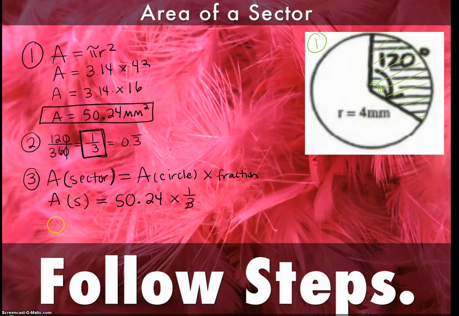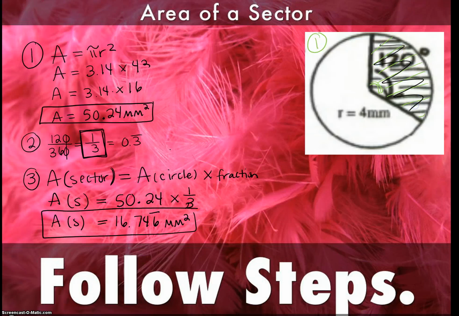So you should already have 1/3 in your calculator right now. So you just hit times 50.24, and you'll get an answer of 16.746 forever millimeters squared. Okay, so that is the area of this piece of pie.